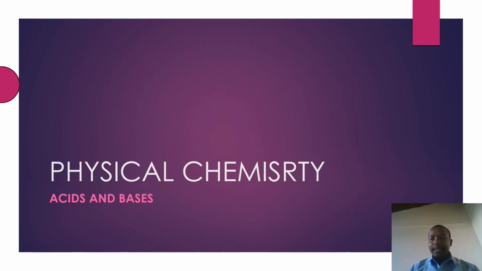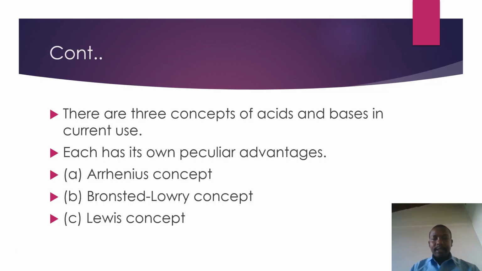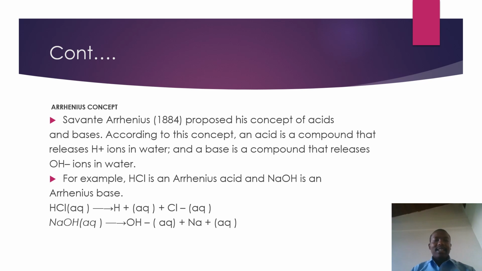This is physical chemistry, and we are going to learn about acids and bases. Actually, there are three concepts of acids and bases which are currently in use, and each has its own peculiar advantages. The three concepts are the Arrhenius concept, the Brønsted-Lowry concept, and the Lewis concept.